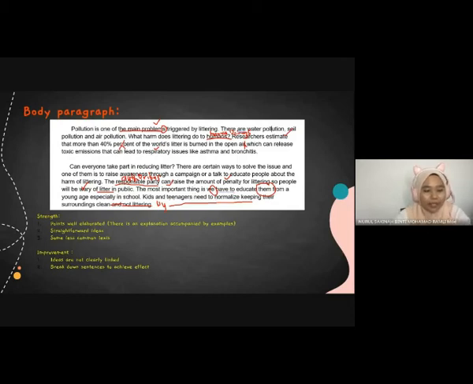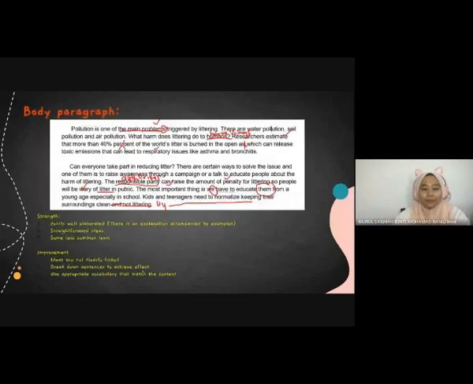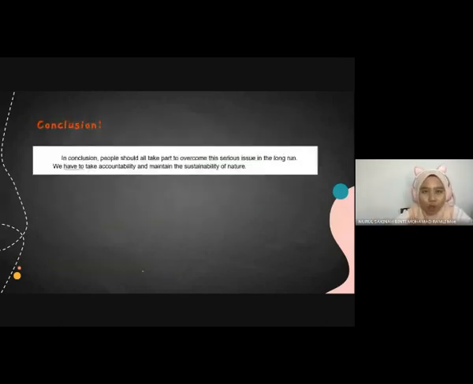Then break down sentences to achieve effect. Actually, they should break down the sentences to achieve effect. Okay, and use appropriate vocabulary that matches the context, that is the authority, as mentioned earlier. That's all. Alright, and the last one is conclusion.